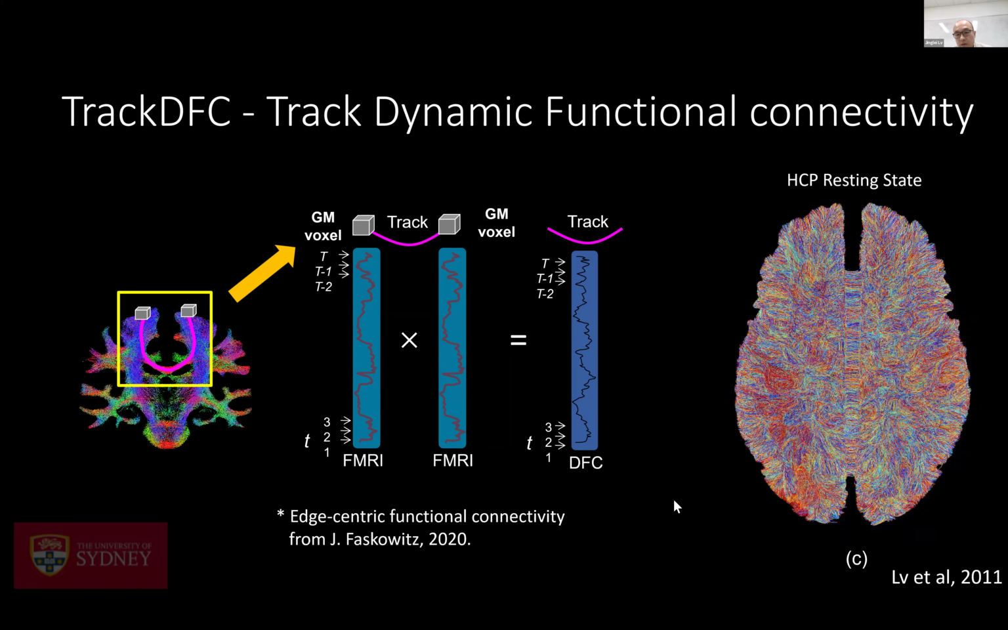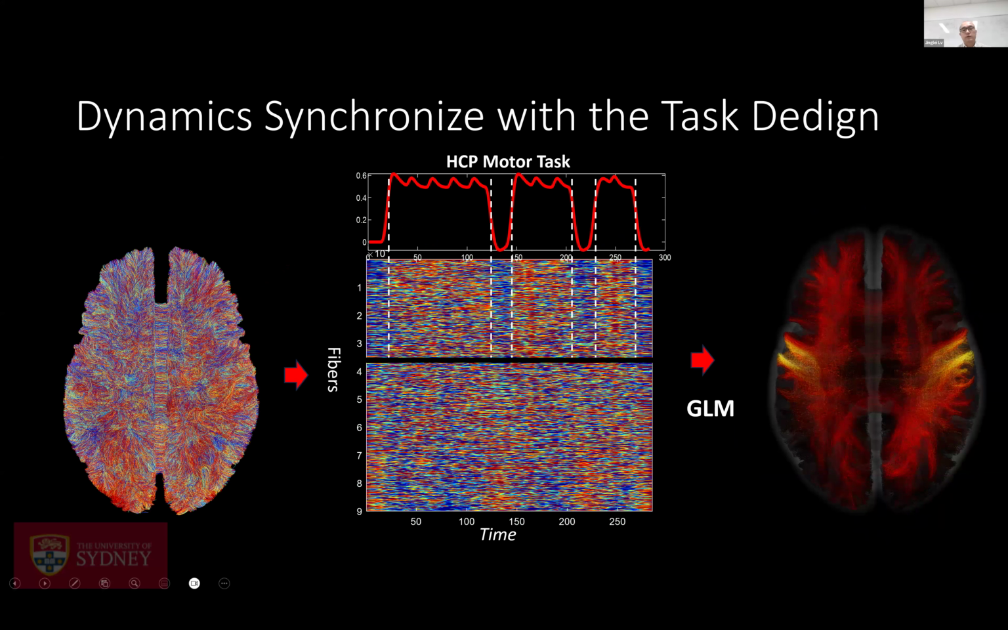We can also calculate the Tract-DFC during a task. Then we can compare the time series with the task design. Similarly, with the general linear model, we can detect the activation of Tract-DFC and associate it with the white matter locations.